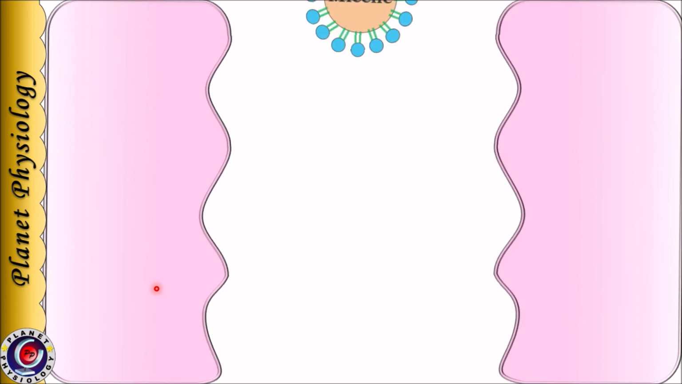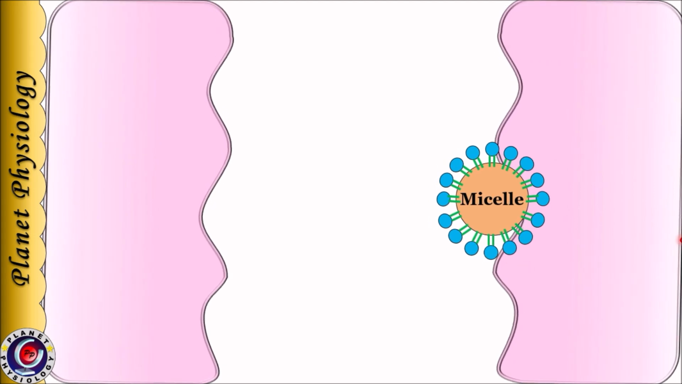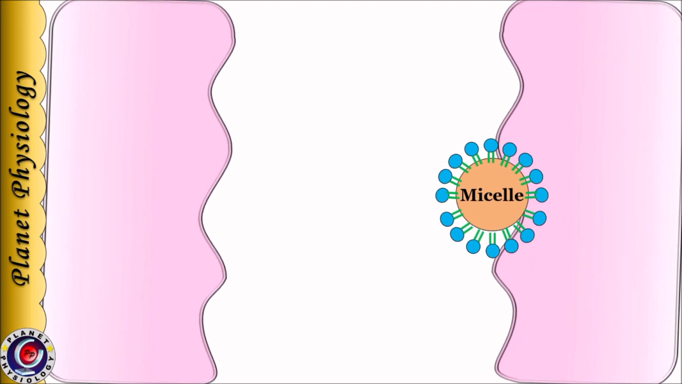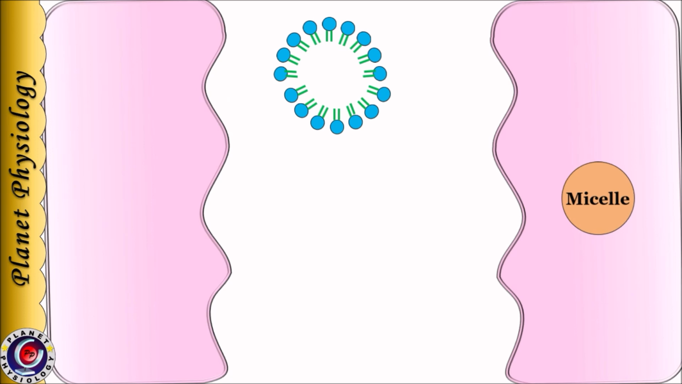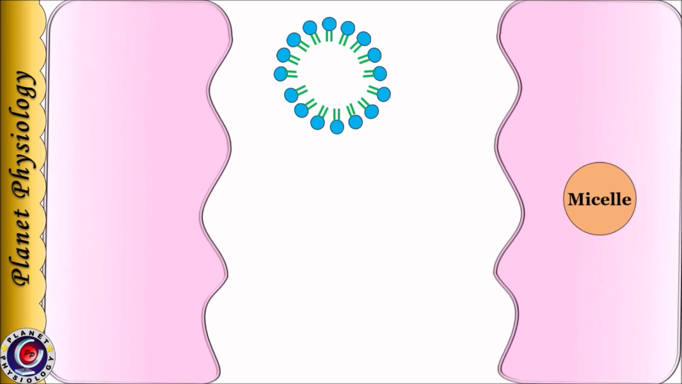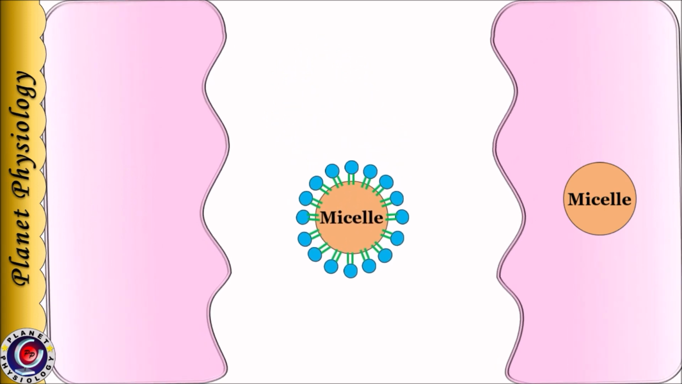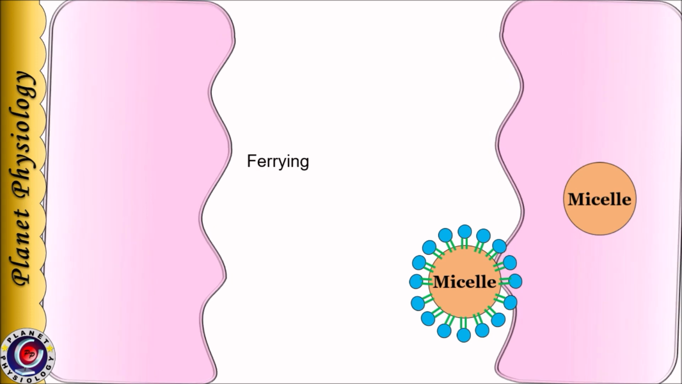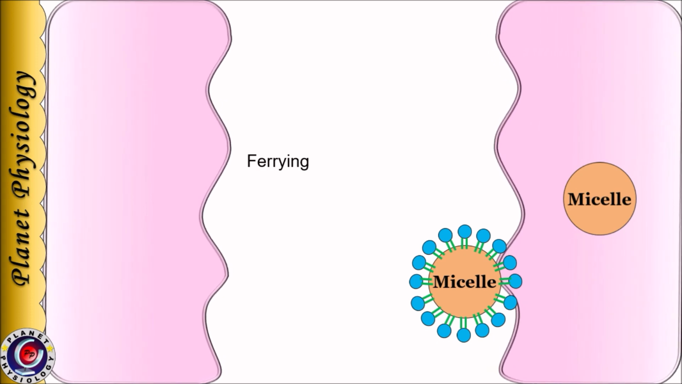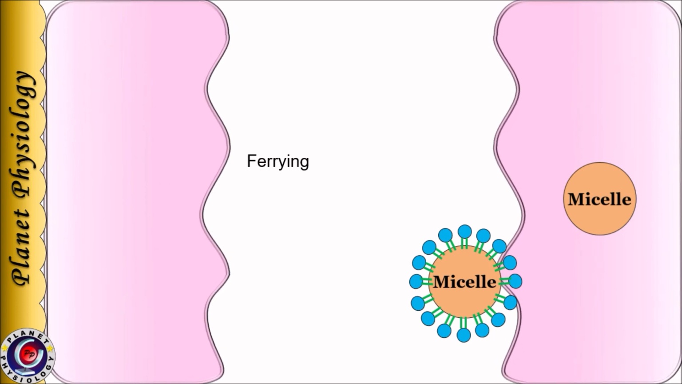Due to constant gastrointestinal motility, micelles gradually move towards the enterocytes. As they come in contact with enterocytes, bile salts are left behind in the lumen and the digestive end products of the fat diffuse into the enterocyte. Bile salts again surround new digestive end products to form micelles and bring them to the enterocyte for absorption. This to and fro movement of bile salts between the intestinal lumen and the enterocyte is known as ferrying.